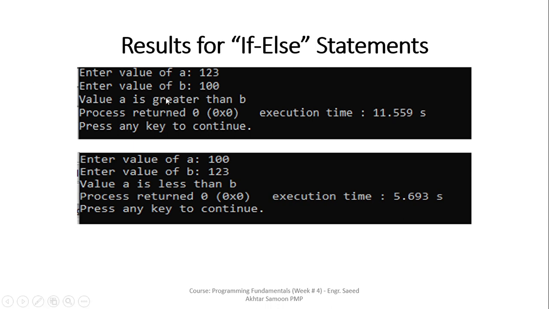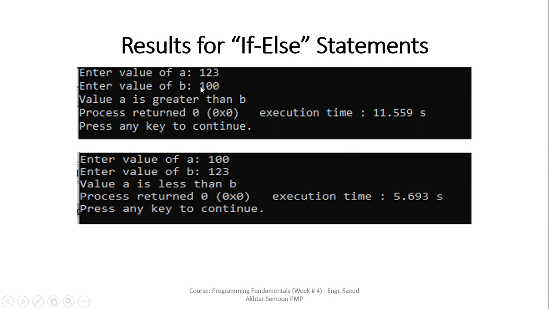So this is path 1 from the if statement, and this is the else part, which says that if the value of a is less than b, then print this statement. So this is what is being displayed. These are two different occasions when this program is run, and the values entered are different.